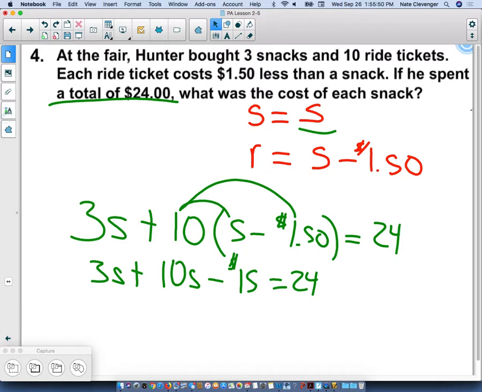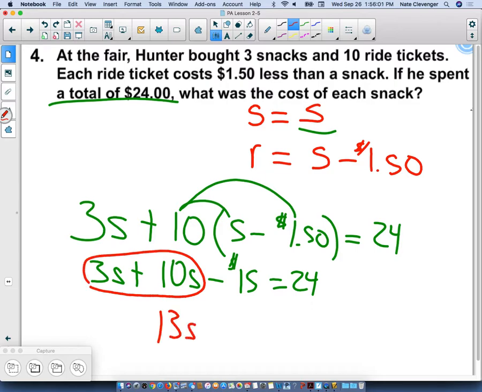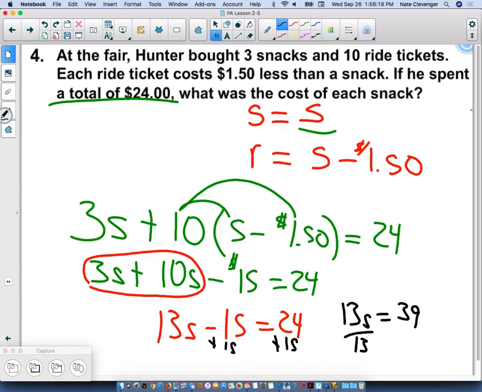Do I have any like terms? Anybody with the same last name that I can combine here before I go to solve? I have the s's here. 3s and 10s is 13s minus 15 equals 24. Now we just have a plain old equation that we should be getting more comfortable with solving. Add 15 to both sides. You get 13s equals 39. Divide by 13, and you get s equals 3. So the cost of a snack is $3. What's the cost of a ride? $3 minus $1.50 would be $1.50.